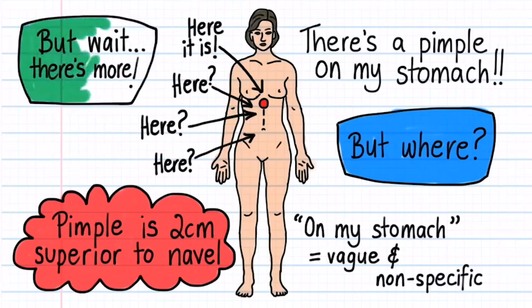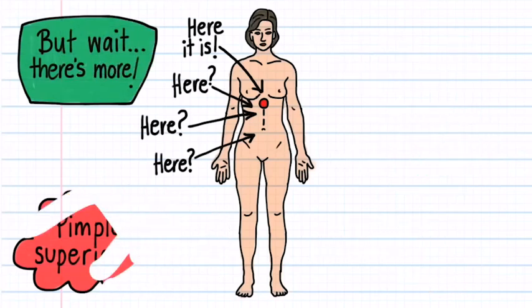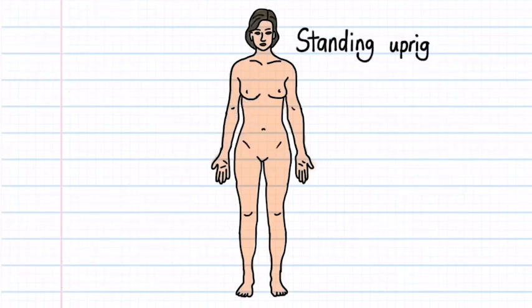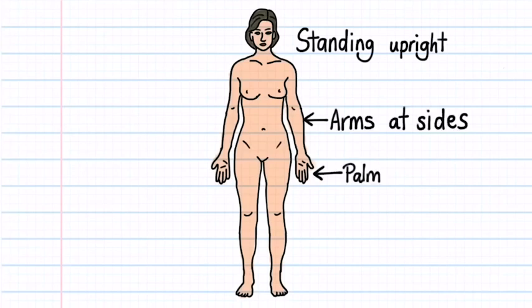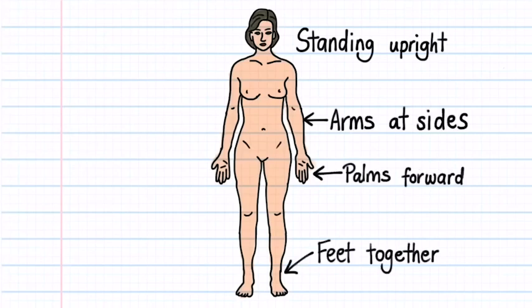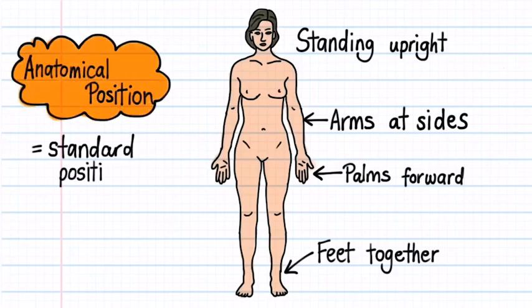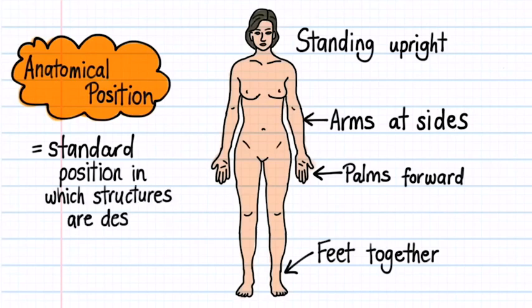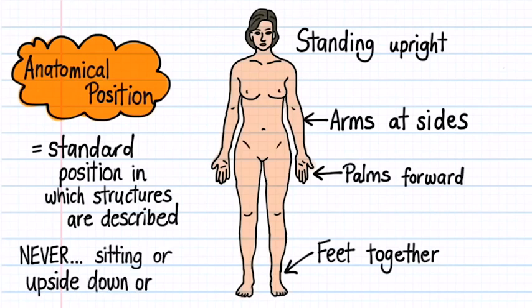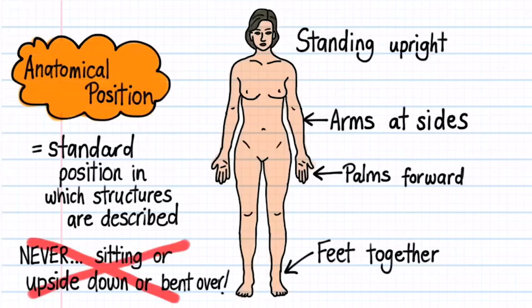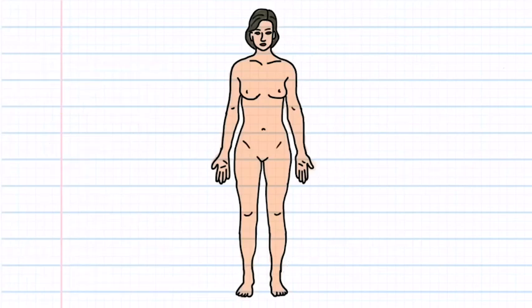Before we move on from this picture, take a good look at how the woman's body is positioned in this drawing. Note how she's standing upright, arms at sides, palms facing forwards, and feet together. We call this the anatomical position, and it's the international standard position in which structures of the human body are described. Whenever you use anatomical terms, always apply them to a person standing in the anatomical position. Never apply them to, say, a person sitting on the ground or upside down or bent over sick after a heavy night out.